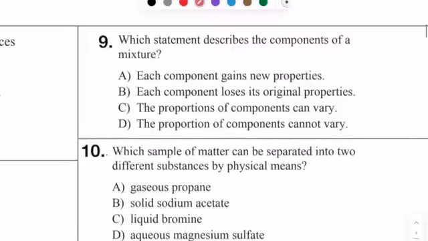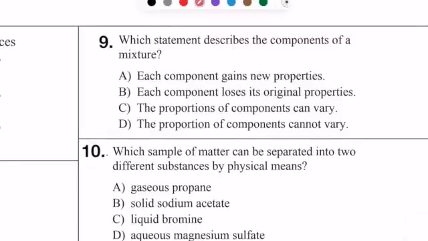For number 9, which statement describes the components of a mixture? Our options are: each component gains new properties, each component loses its original properties, the proportions of the components can vary, the proportions of the components cannot vary. So we already talked about the proportions, and we said that in case of mixtures, the proportions can change. The reason why 1 and 2 are not your answer is because when you are mixing 2 things, let's say you are mixing sand and salt, they are not gaining any new properties. They are just making a solution.